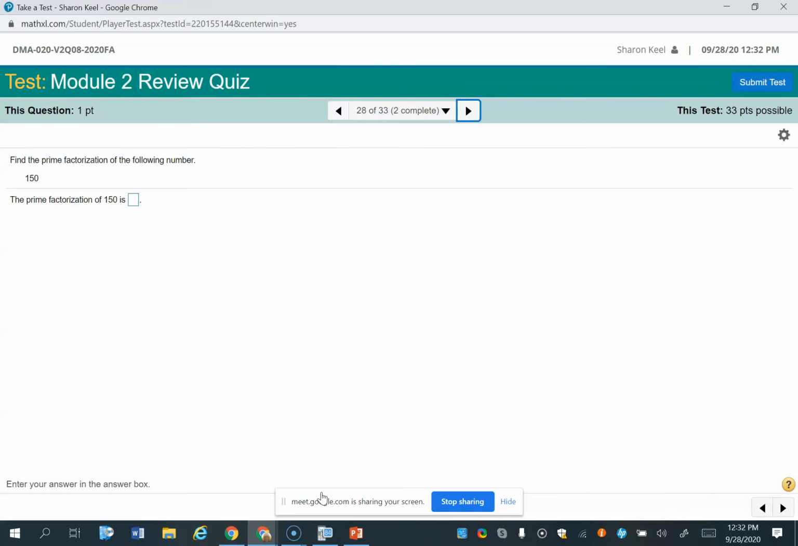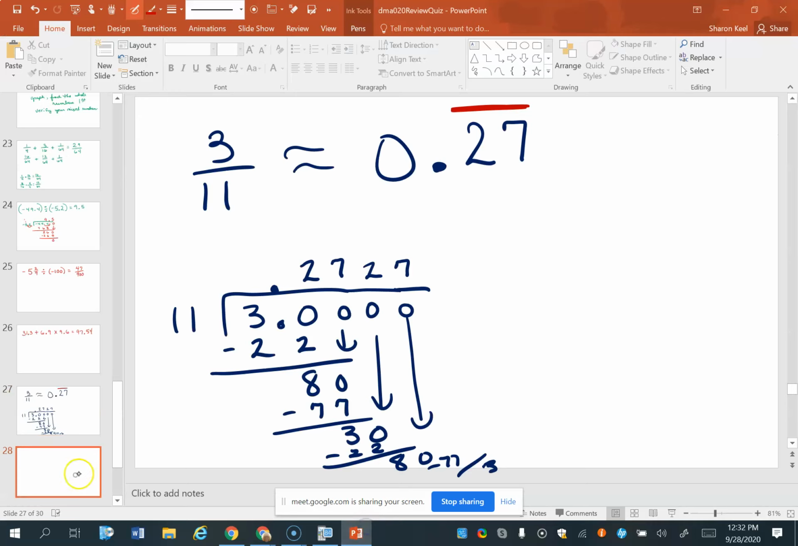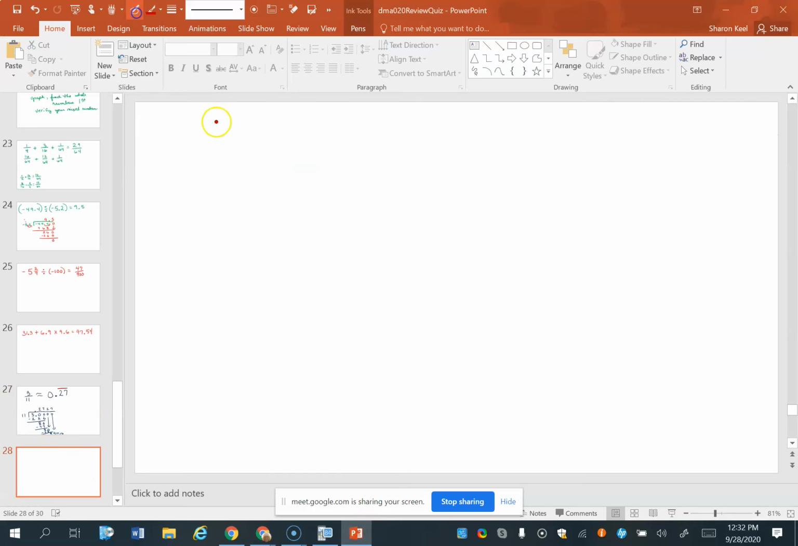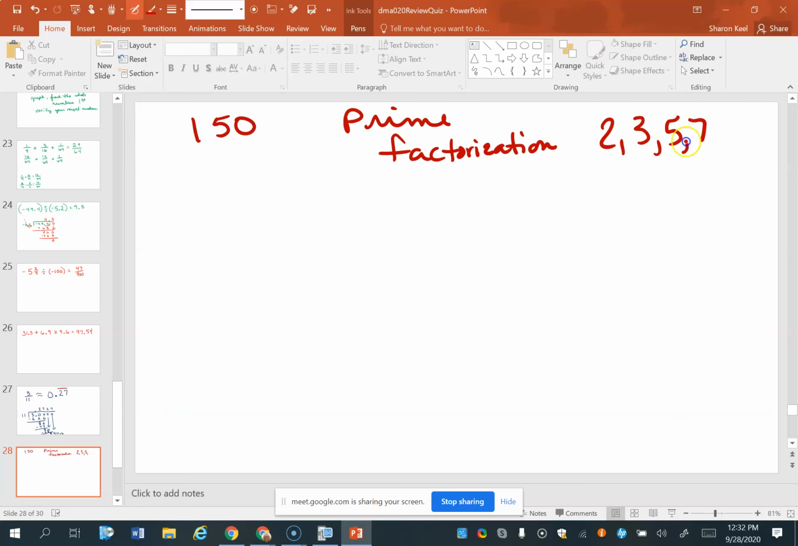Find the prime factorization of the following number. 150. We're going to do the prime factorization. So let's think of our first few prime numbers: 2, 3, 7, 13. Okay, I start with the 2. 2 goes into 150 evenly 75 times.